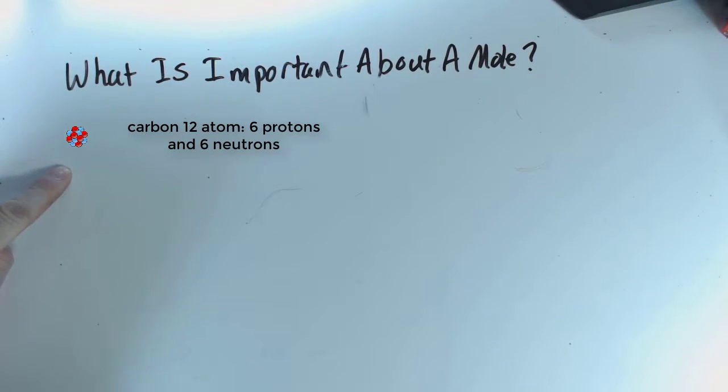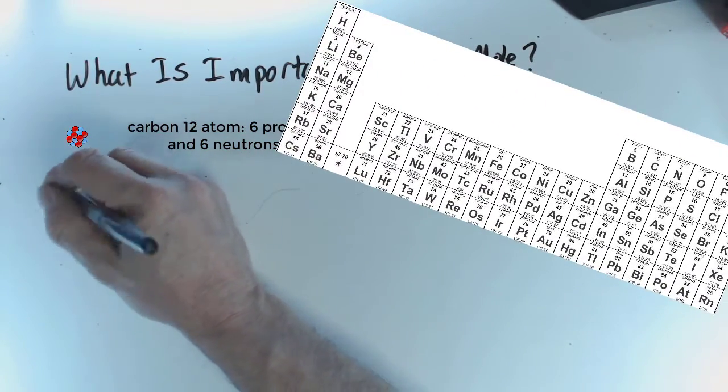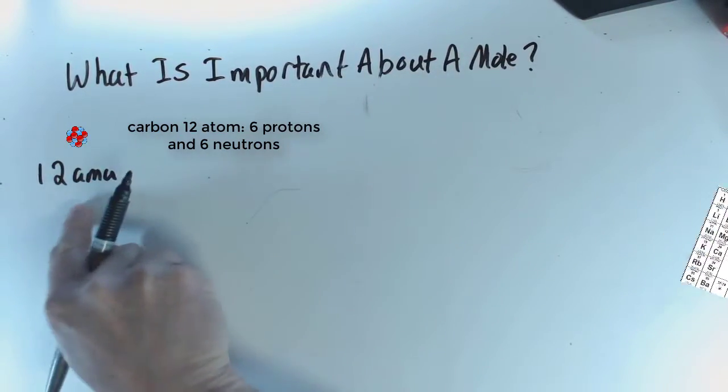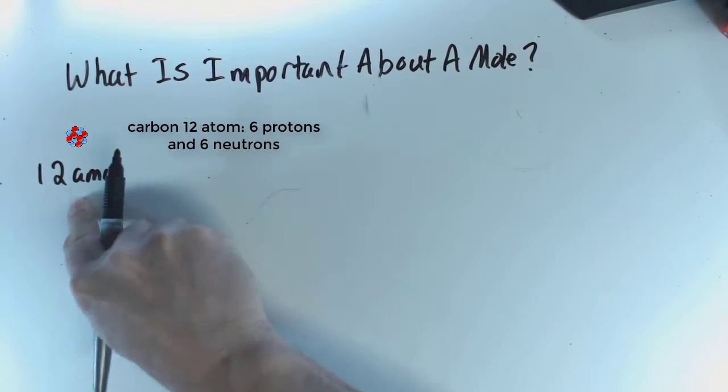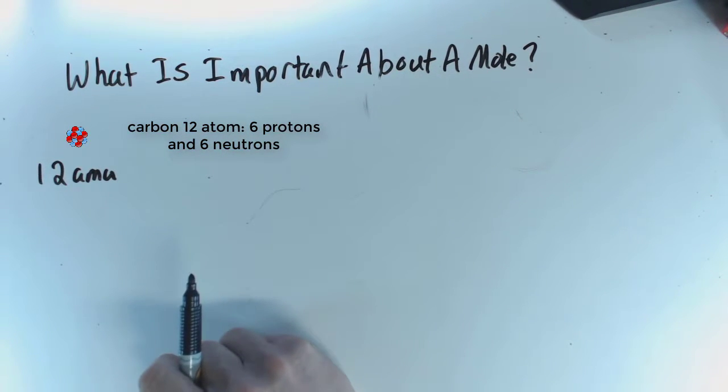Now, as you can see, it's a carbon-12 atom. That means it's made up of 6 protons and 6 neutrons. This carbon-12 atom has a mass of 12 atomic mass units. That means it weighs 12 times what a proton weighs, or roughly speaking 12 times what a hydrogen atom weighs.